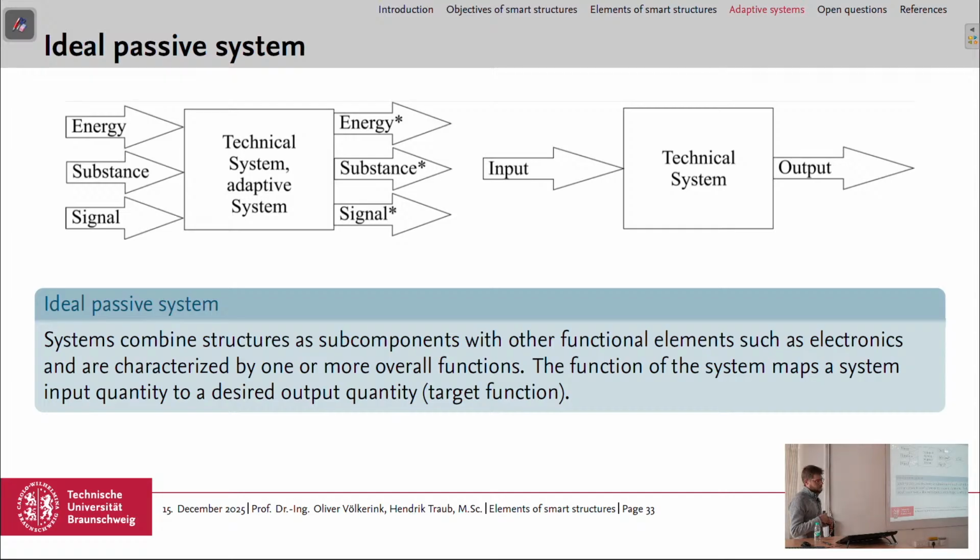So looking at the systems, we could have an ideal passive system, so a technical adaptive system where we convert inputs to outputs, for example, energy, substances, or signals.